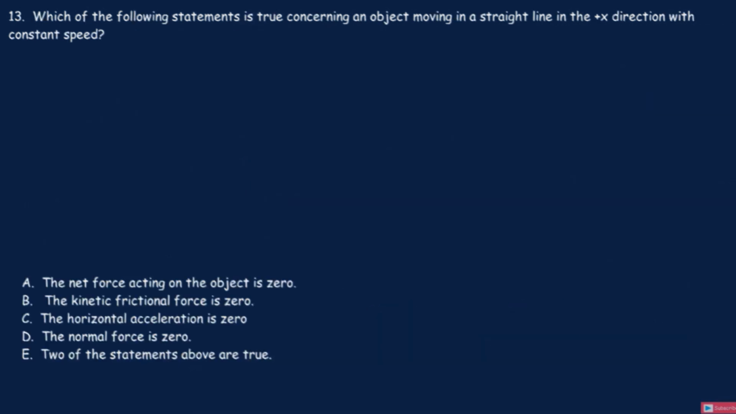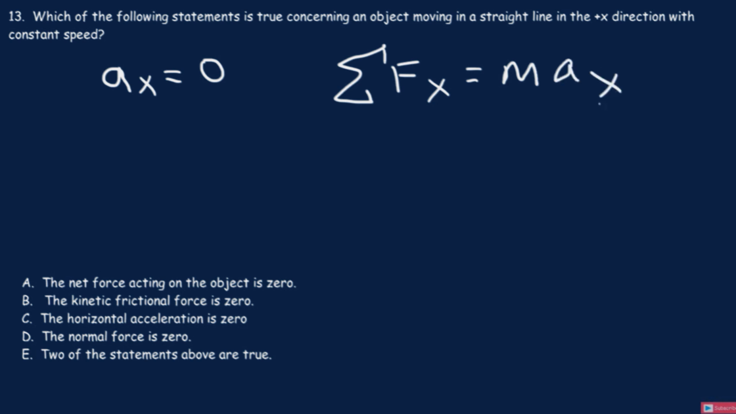Number 13: which of the following statements is true concerning an object moving in a straight line in the positive direction with constant speed? If the speed is constant and the object is not changing direction, then the acceleration is zero, and based on Newton's second law, the net force is equal to mass times acceleration. So if the acceleration is zero, then the net force has to be zero.